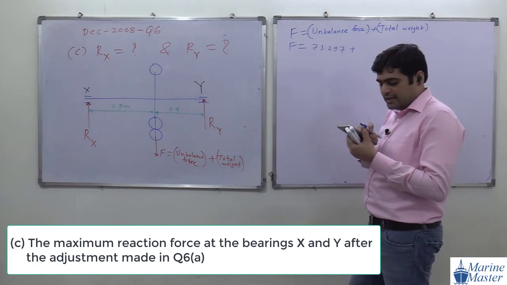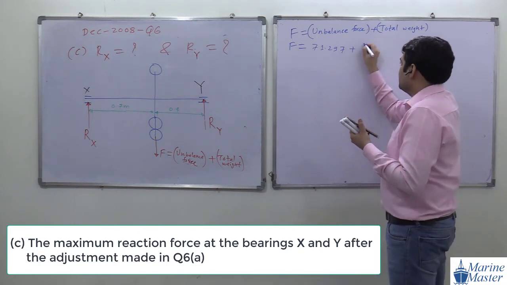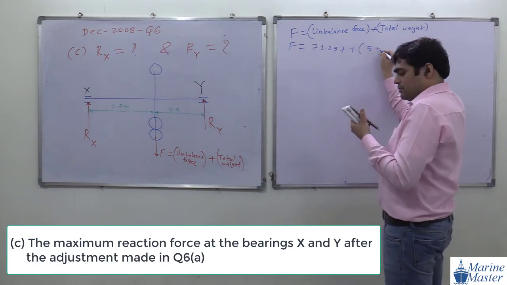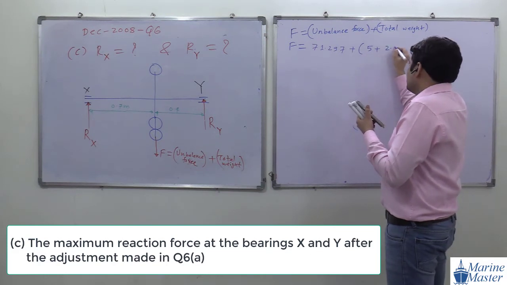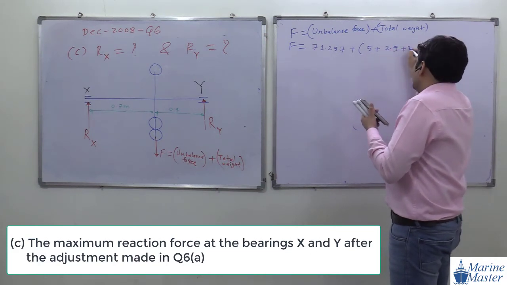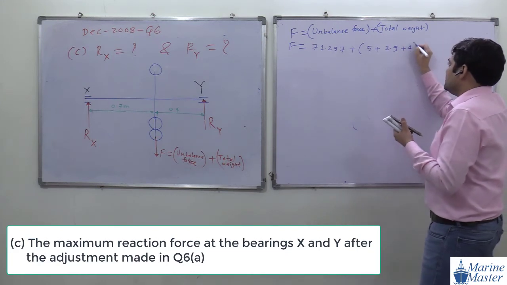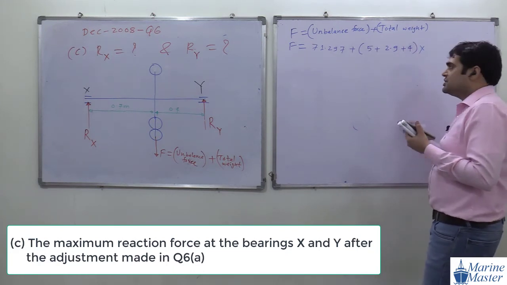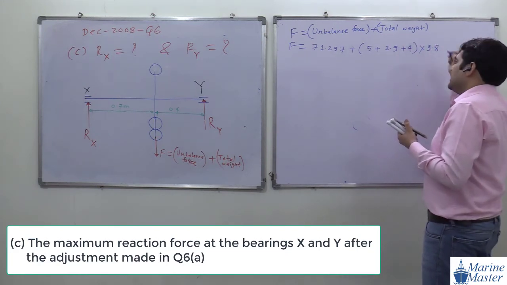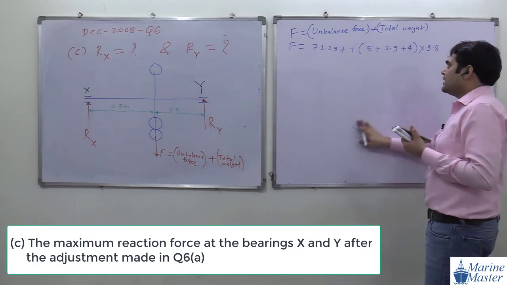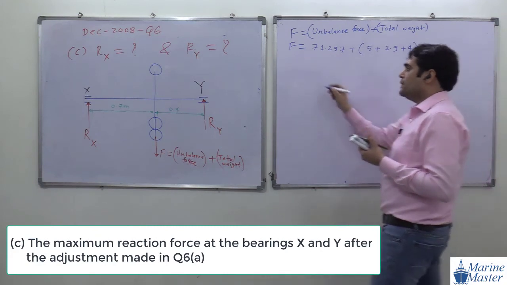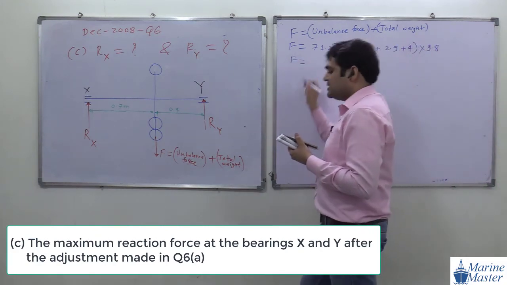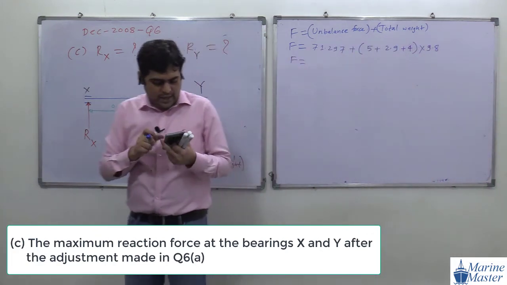What is the total weight? Total weight will be 5 plus 2.9 plus 4 kg multiplied by G. G means 9.81. Okay, are you getting my points? The summation of all three masses multiplied by G gives us the total weight. So please everyone do the calculation and let me know.